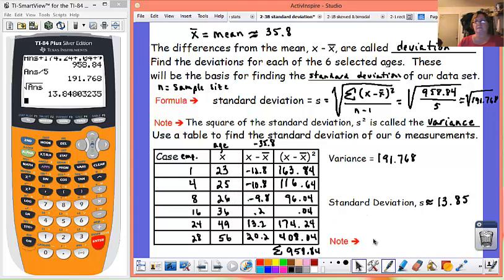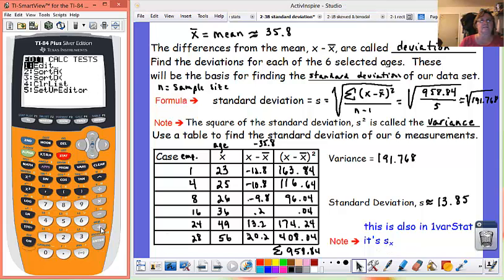The good news is that once you've done it by hand a couple of times, you don't need to do it anymore. You can find that in your one variable statistics. It's called S of X, Sx. S for standard deviation of a sample. Let's go test that and see if it's true.